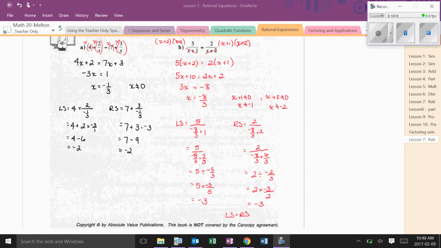So if we take a look, we should have ended up with a solution x is equal to negative 8/3, and then we need to go through our restrictions to make sure that our solution is not one of our restricted values, to ensure that it is a possible solution. Then we will verify by substituting our solution into the left side and the right side to ensure that left side equals the right side. And it does, so everything is good, and our solution is x equals negative 8/3.